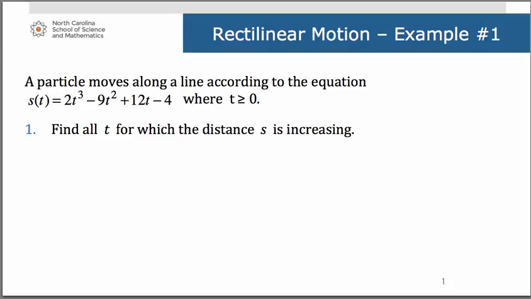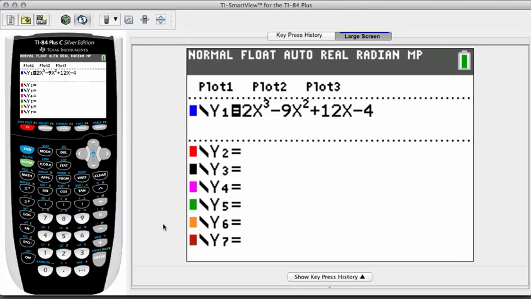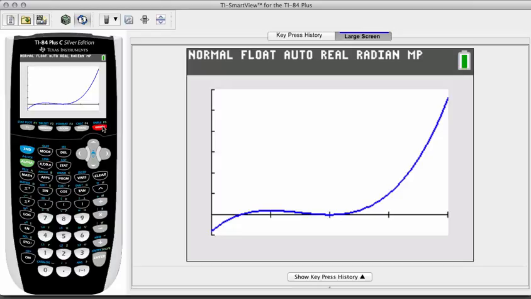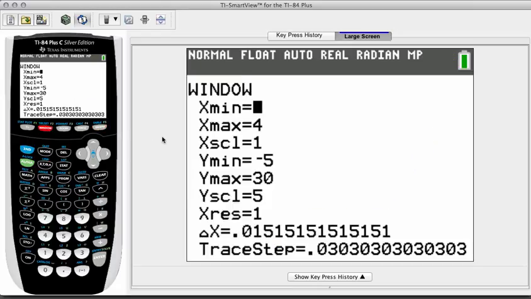Let's take a look at the graph of that so we can get a sense of the path that this particle is following. It is, of course, a cubic equation. I already have it set up here under y equals, so let's take a look at the graph. I did adjust the graph. If you care to try this on your own, you can see what I used.